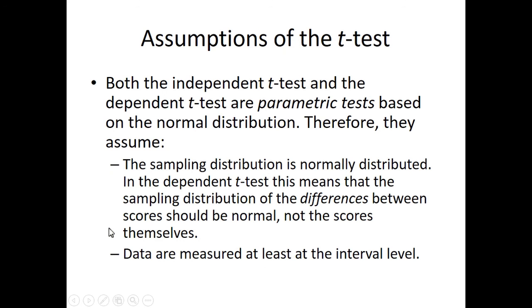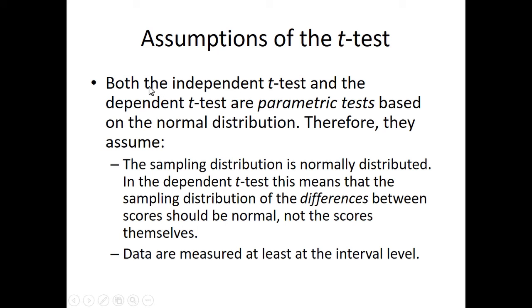All right, so we're going to end actually with data screening. I know we should have started with data screening, but it makes a lot more sense at the end. So independent t, dependent t are parametric. Everything we're going to do is parametric. So based on the normal distribution, the sampling distribution has to be normal, which in dependent t means the sampling distribution of the differences has to be normal, not the scores. Data has to at least be interval.